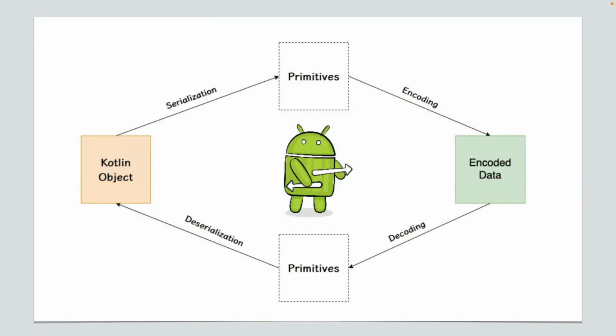Here is a diagram that summarizes the flow of converting a piece of data to and from an encoded representation. The Kotlin object is broken down into primitives via serialization and encoded into data. Then the data can be decoded into primitives and deserialized into a Kotlin object. Now that you understand the differences between serialization and deserialization, it's time to get started with the Kotlin serialization library in the next episode.